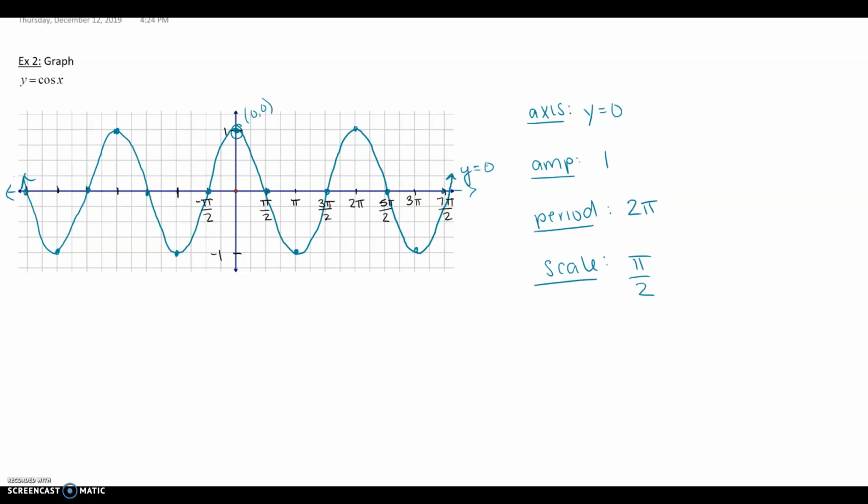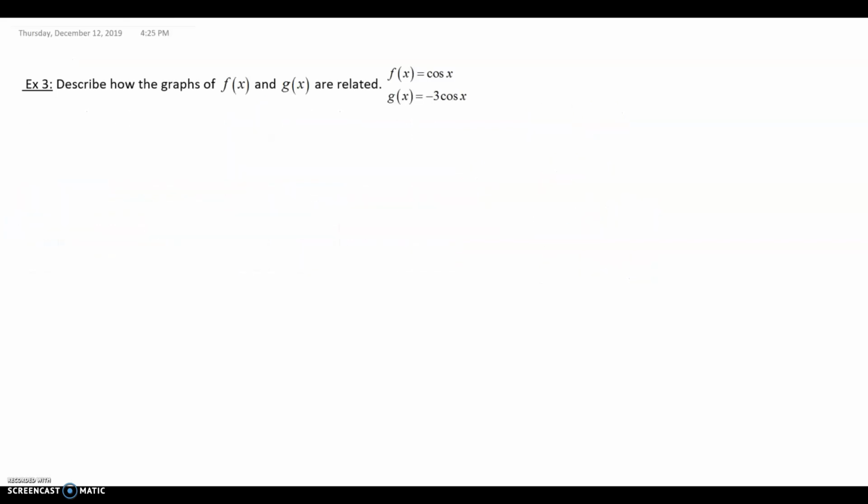So, did we label our starting point? Yes. Did we make our scale? Yes. Did we graph at least 2 periods? Yes. And did we label our axis? Yes. So, we're going to move on to another type of example.